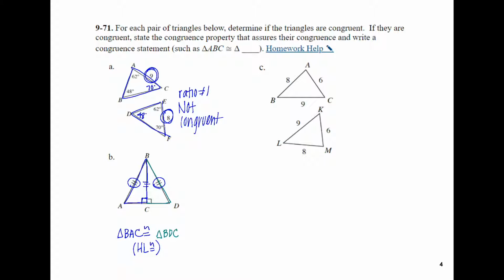Letter C, we have triangle ABC and we have triangle KML, excuse me. And if you flip this triangle around starting with the M, go down to L and K, you see that the sides all are equivalent, so we can say that these triangles are congruent based on the side-side-side congruency theorem.